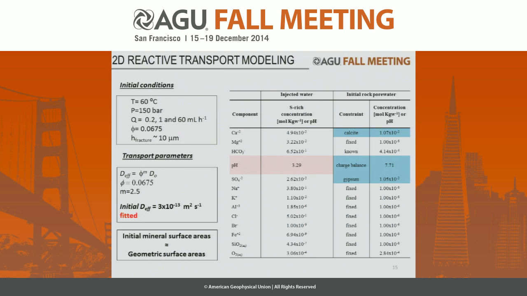In the model, we use the initial conditions the same as the in situ conditions in the experiments. The initial water was the same, with a partial pressure of 61 bars, and has a pH of approximately 3.3. And the initial pore water is a water equilibrated with respect to calcite and gypsum and has a pH of 7.7. For the transport parameters, we used a fixed effective diffusion coefficient, and the initial mineral surface area was almost the same as that calculated by the geometry.